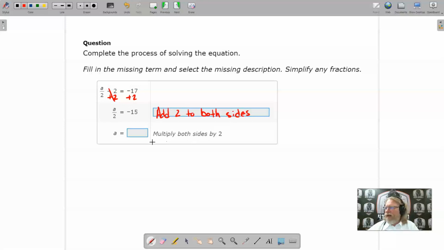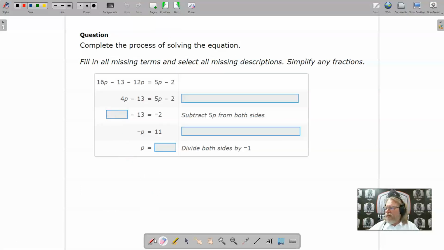And then after that, it looks like we multiplied times 2. Times 2. Those would cancel each other out, leaving us with just a. Negative 15 times 2 is negative 30. So whenever we're done, it all looks like that.